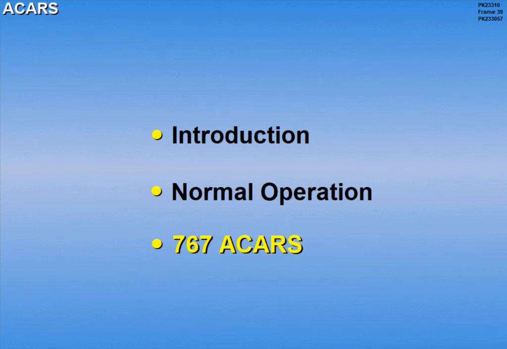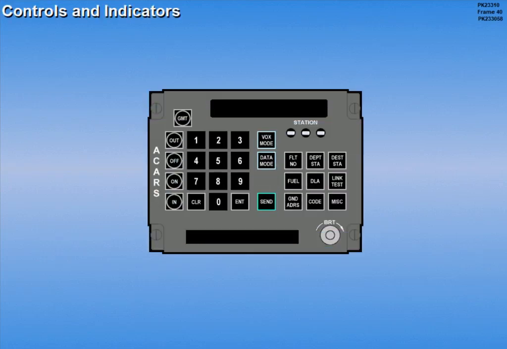Now let's look at the 767 Acars unit. The 767 control unit has a numeric keyboard and function keys. To the left of the numeric keyboard are the out, off, on, in keys. These keys are used to display the time that the selected events occurred. The time displayed is GMT.